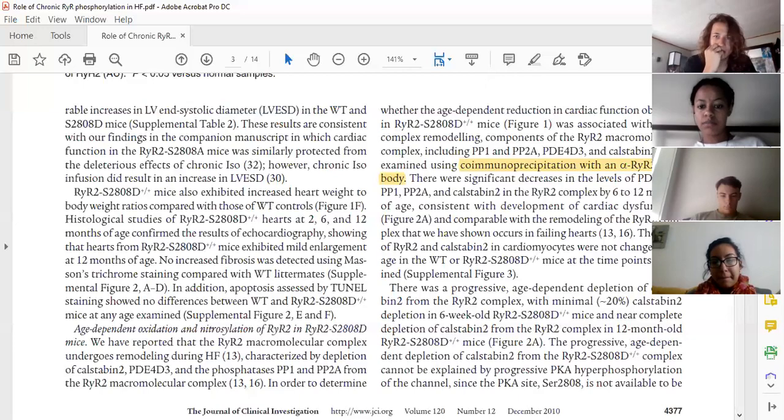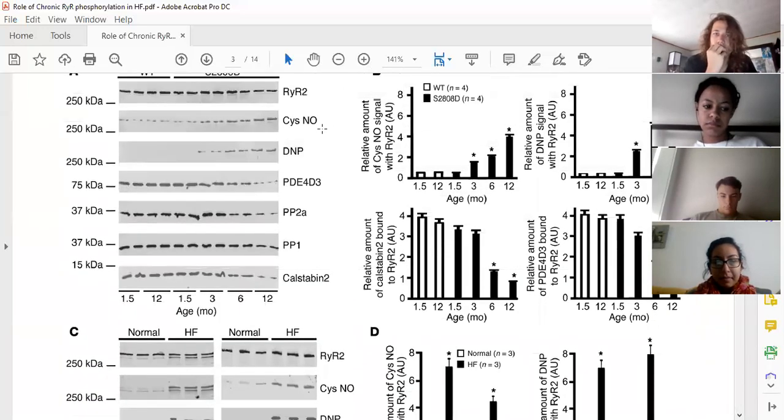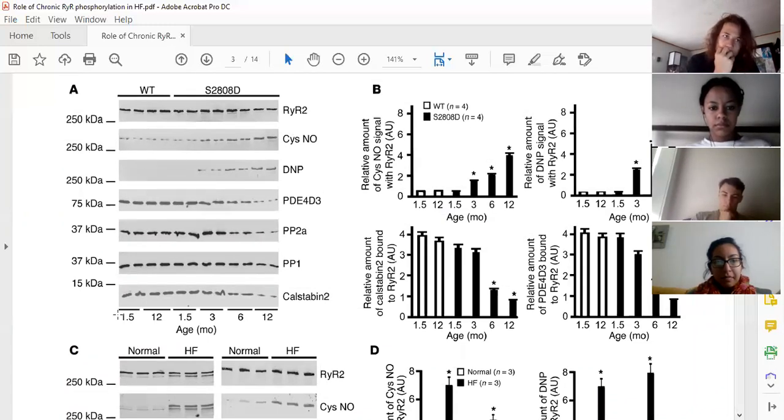Okay, so let's look up at that figure. Let's ignore these sections for a minute. So here's your immunoprecipitation, wild type at 1.5 months and at 12 months. There's your ryanodine receptor. Does this change at all in wild type? No. This doesn't change. This doesn't change. This doesn't change. Okay. So no change over time with the wild type. And the function doesn't change either, so that makes sense.